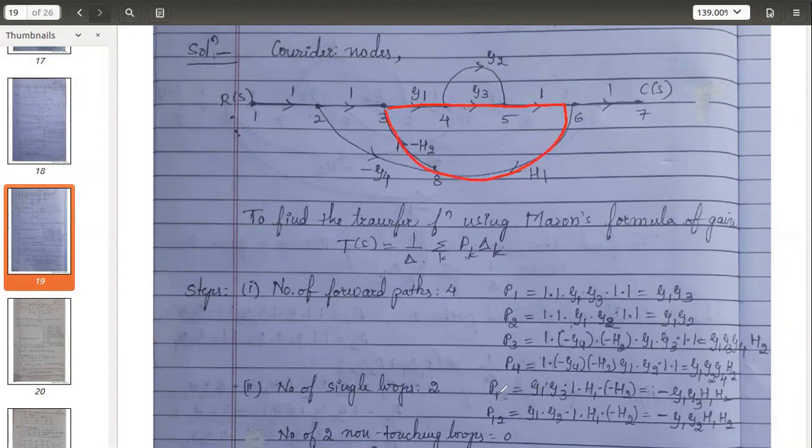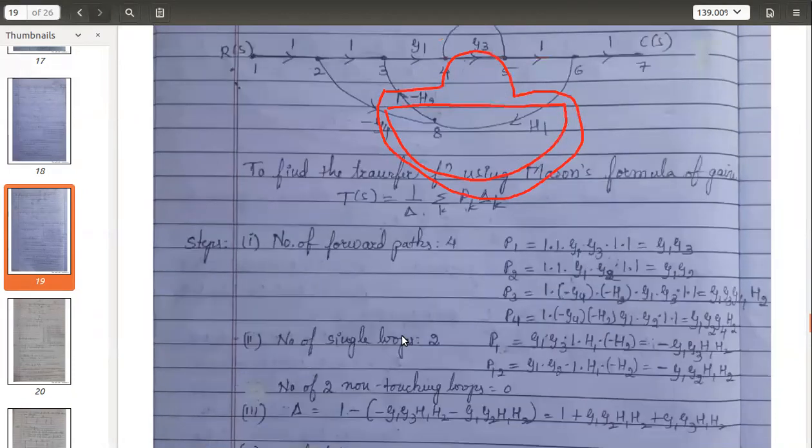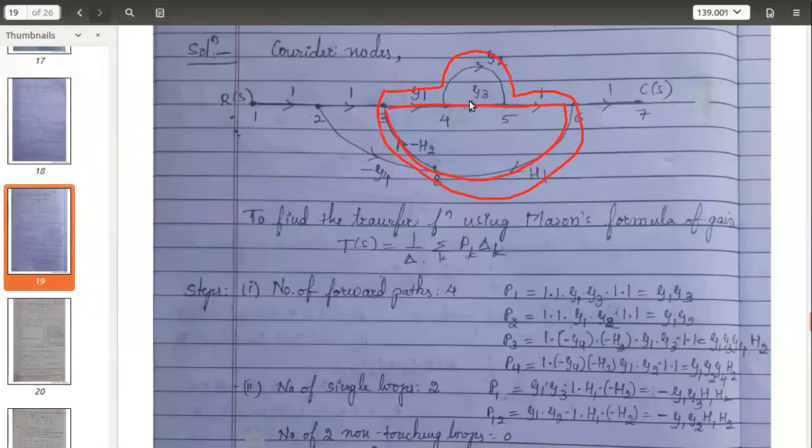As I said, this is the first loop. And second loop, G1, G2. This is the second loop. So 2 loops are available here. Coming to the number of 2 non-touching loops, there are only 2 loops available and those 2 are touching loops, hence 0.